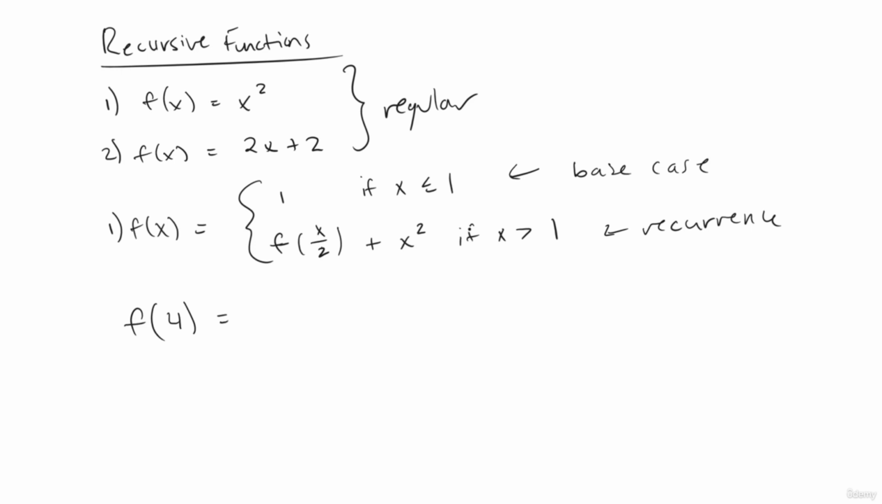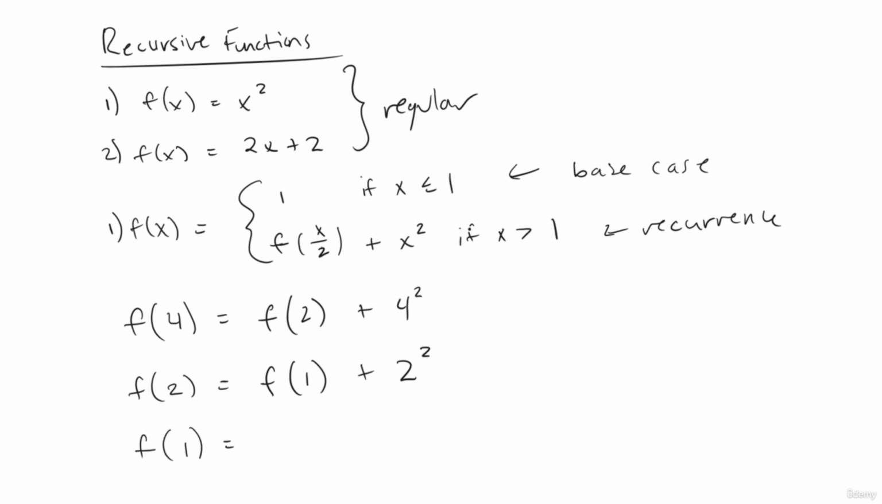And what's going to happen is that if I was to call f of 4 right here, well, f of 4 is going to be greater than 1. This is going to be equal to f of 4 over 2, which is 2, so let's write 2 right there, plus 4 squared. And then f of 2, we don't know what that is yet, so we have to call it again. f of 2 is greater than 1, so it's going to call f of 2 over 2, which is just 1, plus 2 squared. And then f of 1, well, at f of 1, x is less than or equal to 1, and so we're just going to return 1.